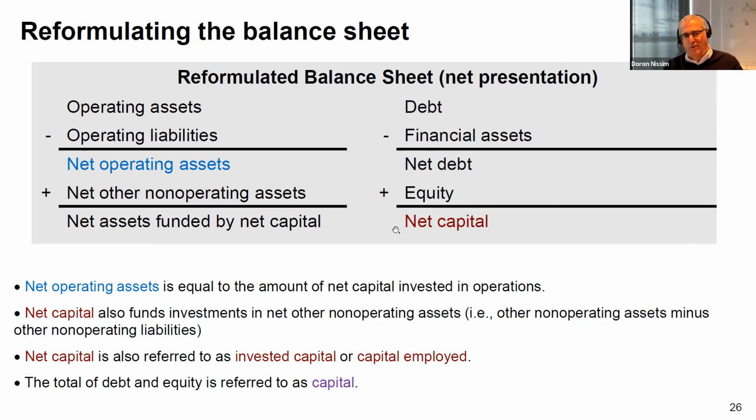I always use this framework, by the way, to explain the weighted average cost of capital. I basically say the risk of the operations is the same as the risk of capital. That's why we use the weighted average cost of capital to discount the free cash flows that the operations generate. But then I say, but what if the capital is also funding other assets, not operating assets, not assets that generate free cash flow? Then the weighted average cost of capital reflects the riskiness of those assets too. And that's something that people typically ignore. I think this reformulated balance sheet demonstrates this point.